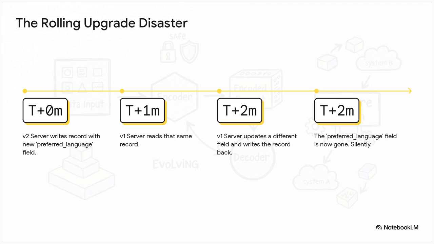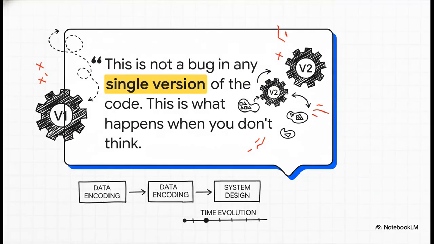It vanished, silently. There's no error, no warning, nothing. The data just evaporated. And here's the kicker. This isn't a bug in V1, and it's not a bug in V2. On their own, both versions of the code are working perfectly fine. The failure happens in the space between them. It's a breakdown in the interaction. And it's all because we didn't think hard enough about how our data is encoded, and, more importantly, how it's going to evolve over time. This isn't a coding mistake, it's a system design failure.